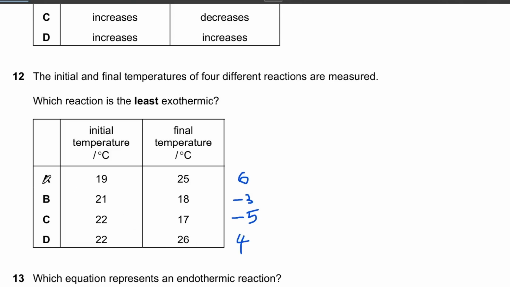So that means our answer is between A and B because they are the exothermic. B and C are endo, energy is absorbed. That's why we are having negative sign. So between A and B, which one releases the least amount of energy, or which reaction is the least exothermic? So our answer is 4. 6 is greater than 4. So that means our answer is D.